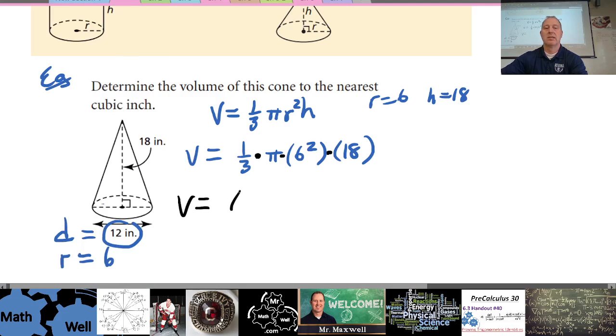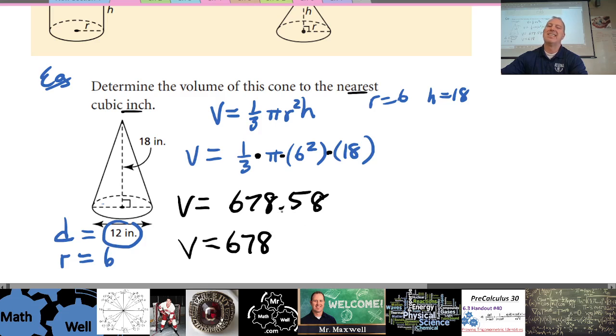678.58. Did anybody else get that number? Yes? Okay, good. Thank you. So I want units, and I want to make sure I round it appropriately. So this is going to be 678. Oh, is it going to be 8 or 9? 9. Yeah, see, this 5 makes this 8 go up, so this is going to be 679. And then my units are inches to the power of 3, inches cubed.